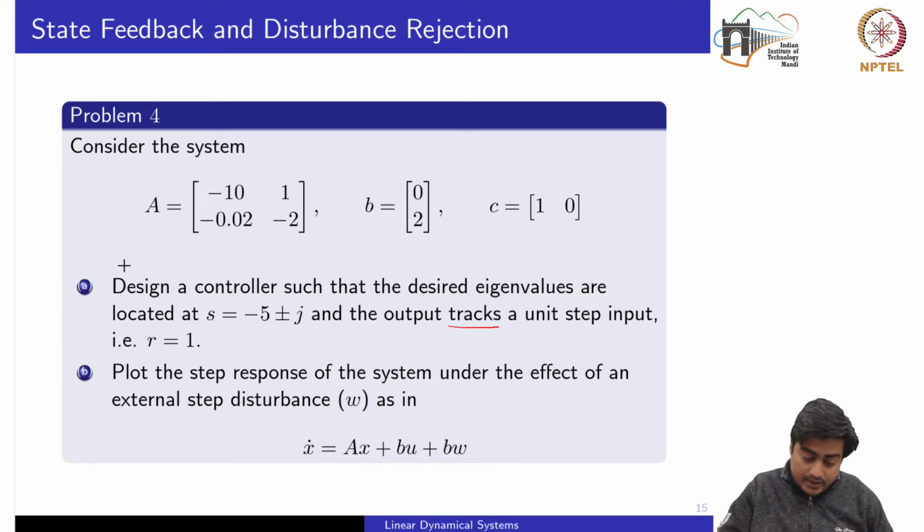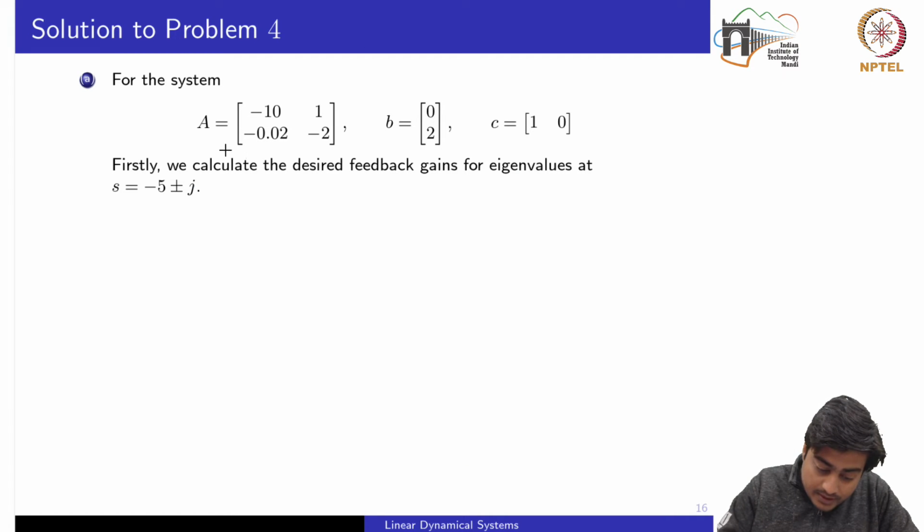Okay, so first we will deal with this part A, where we want to place the desired eigenvalues on the left hand side, and the output should track a unit step input, which is r is equal to 1. So for the given information A, B, C, we can calculate these eigenvalues. We can calculate the desired feedback gains for the eigenvalues, this one. And there are a number of methods we had discussed, because again this is a single input controller design. So you can use either of the design method, either the eigenvalue assignment approach or the Lyapunov design based approach.